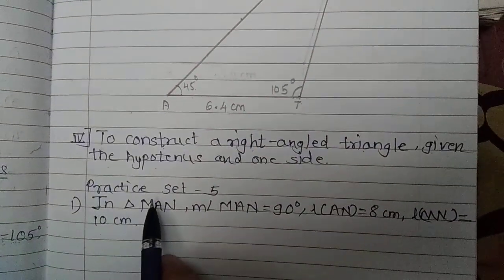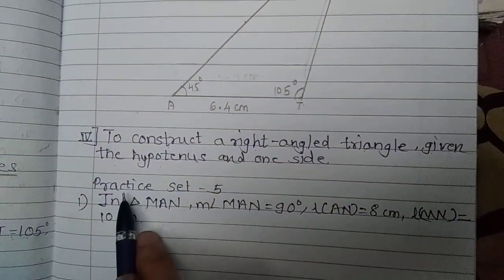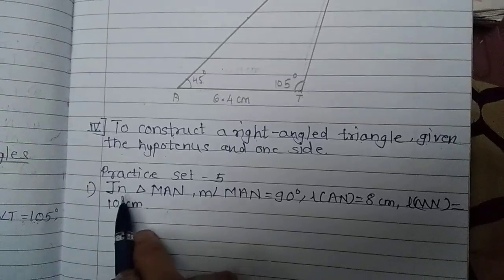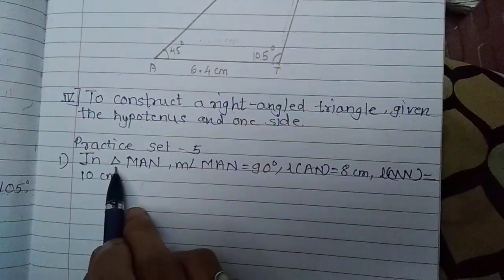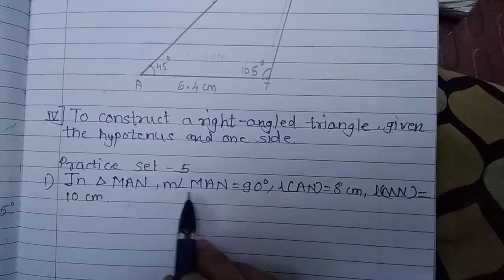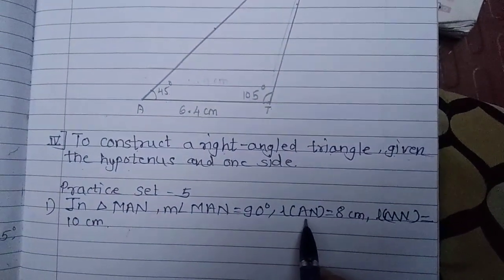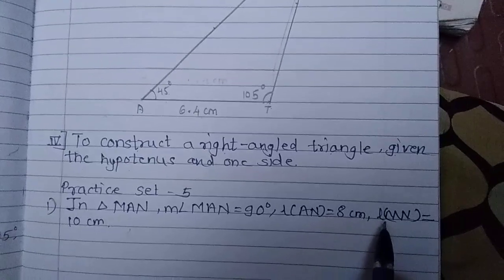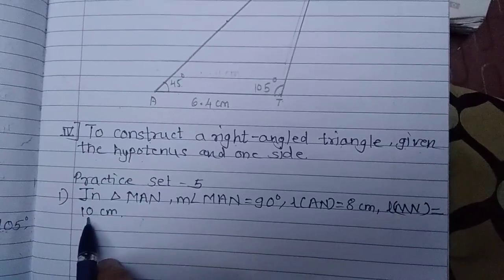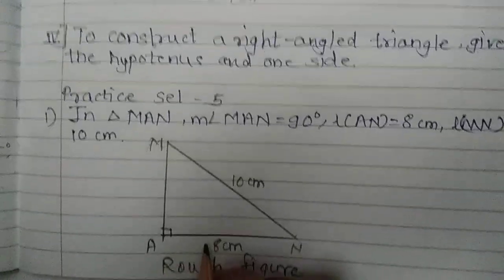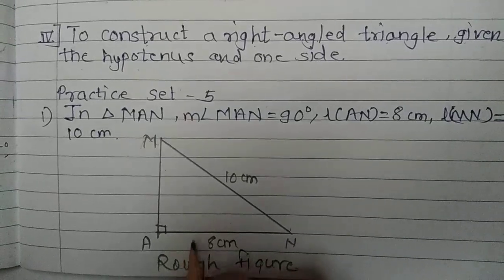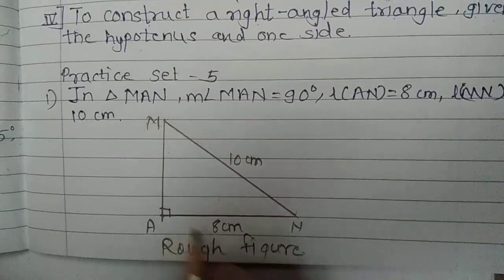For the explanation, we will take the first example of practice set 5. That is, in triangle MAN, measure of angle MAN is equal to 90 degree. Length AN is equal to 8 centimeter. Length MN is equal to 10 centimeter. So first we will draw a rough figure. See, I have drawn the rough figure here.